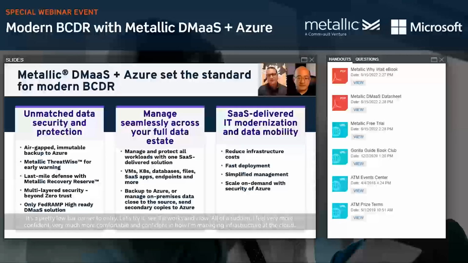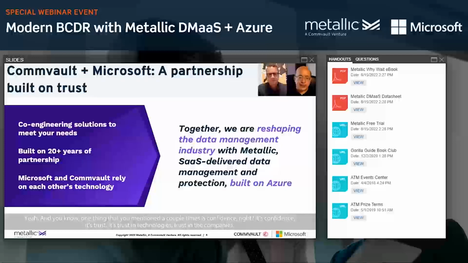And wow, all of a sudden I feel very much more comfortable and confident in how we're managing infrastructure in the cloud. Yeah, and one thing that you mentioned a couple of times is confidence, right? It's confidence, it's trust in technology, it's trust in the companies, and that's what our partnership has been built on from the beginning, right? It is trust.